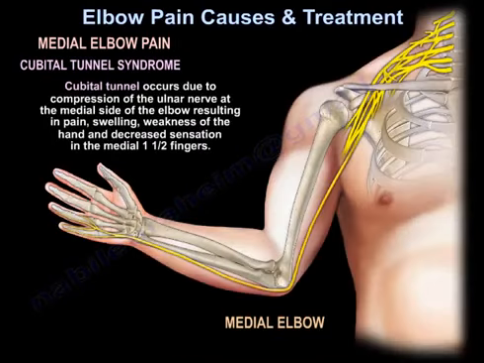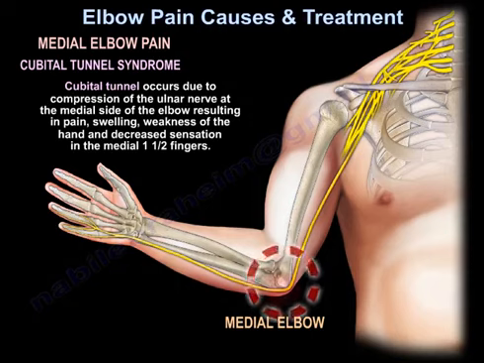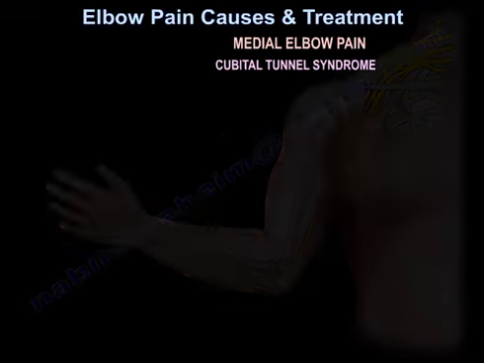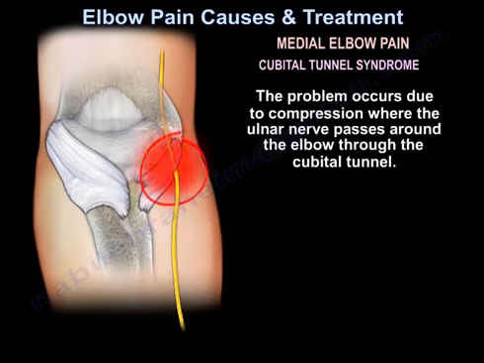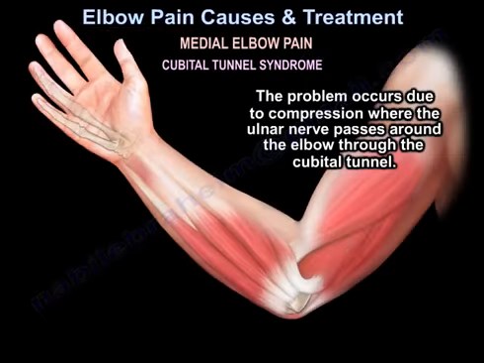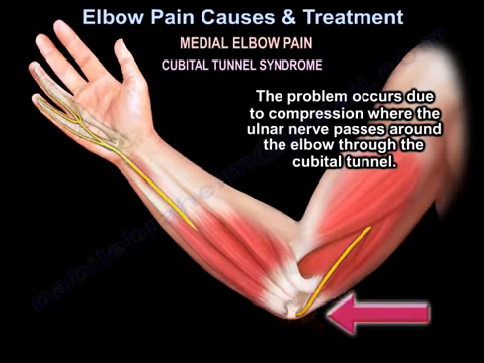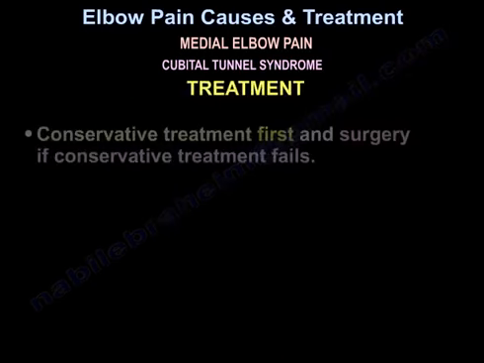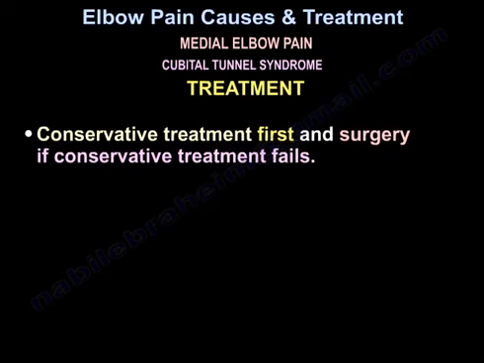Cubital tunnel syndrome. Cubital tunnel syndrome occurs due to compression of the ulnar nerve at the medial side of the elbow, resulting in pain, swelling, weakness of the hand, and decreased sensation in the medial 1.5 fingers. The problem occurs due to compression where the ulnar nerve passes around the elbow through the cubital tunnel. Treatment: conservative treatment first, and surgery if conservative treatment fails.